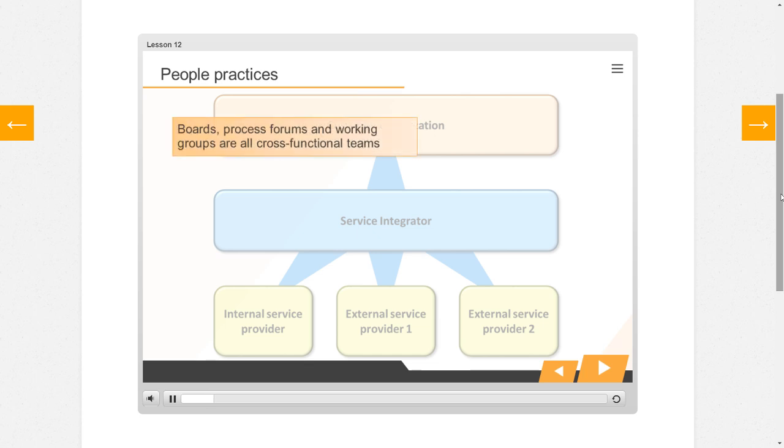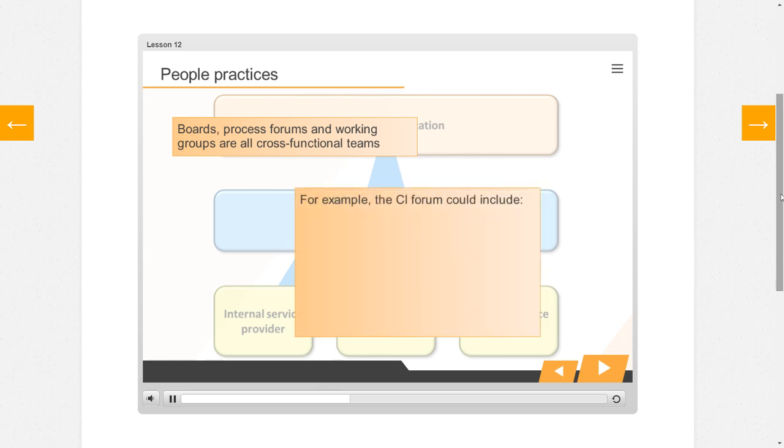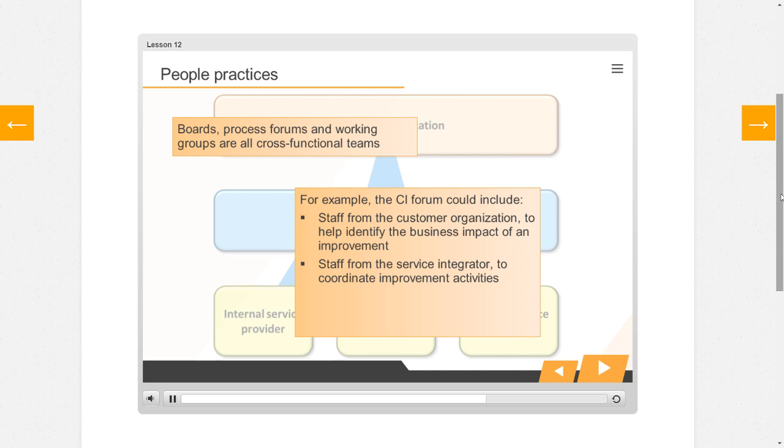The boards, process forums, and working groups that we've already studied are all examples of cross-functional teams with members from two or more of the three SIAM layers. For example, a continual improvement forum could include staff from the customer organization to help identify the business impact of an improvement, staff from the service integrator to coordinate improvement activities, staff from the service providers to suggest improvement activities and plan for their execution.